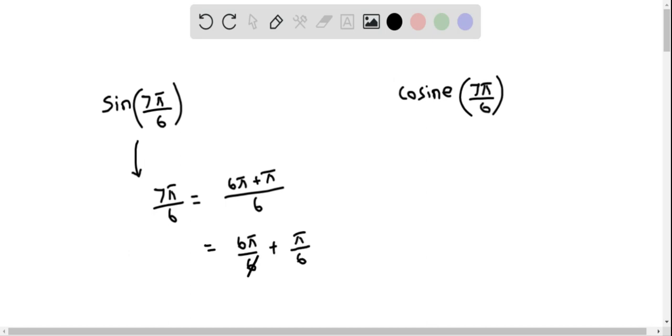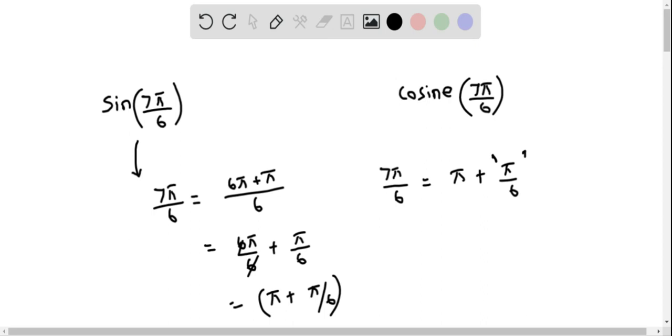So this equals, we cancel this 6. So this is equivalent to pi plus pi over 6. So we have written this 7 pi over 6 as a sum of an angle which is pi plus another angle that is pi over 6. So this pi over 6 is basically the reference angle because this is less than 90 degrees or pi by 2. So we now determine the sine of 7 pi over 6.